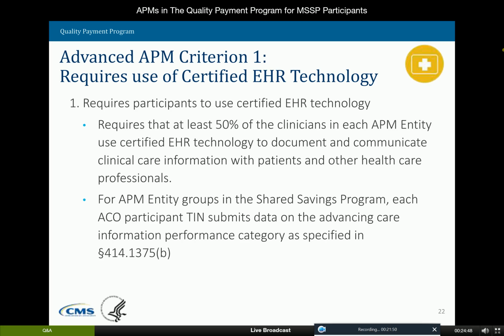So the first criterion is based on requiring the use of certified EHR technology. And so we had a specific carve-out in the shared savings program. It's a little different than how we assess the other APMs, because under the shared savings program, there is a reward or penalty for the degree of certified EHR technology use. And so that applies here, and that's how the shared savings program meets this criterion, is that it is a measure that feeds into your shared savings or losses.